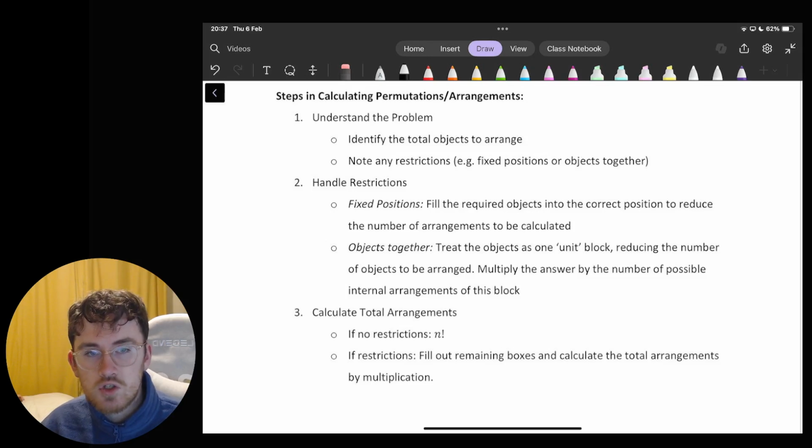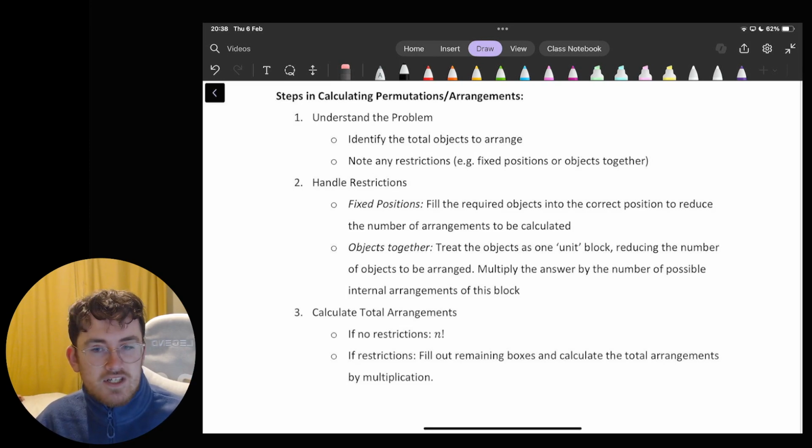The restrictions could be that certain objects need to be together or certain objects need to be in a certain place. We might be asked to start with one object. We might be asked to have one object in the middle. All of these things would obviously have a big impact on the overall arrangements. We look at the restrictions then. If we're asked to put something in a particular place, that means there's only one option for that place, or 2 options for that place, and that's going to reduce the options in later spots in the arrangement.